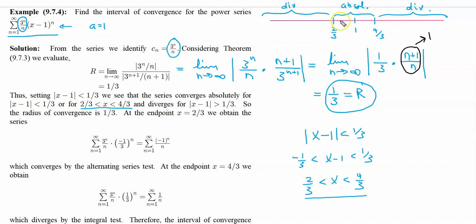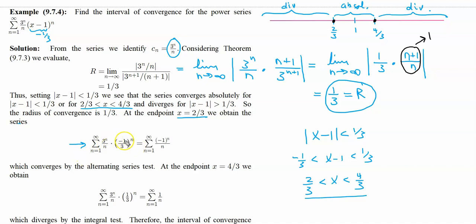Now we need to determine what happens at those two endpoints. So we need to take 2/3 and 4/3, plug them in for x in here, and see if we get convergence or divergence. Okay, so that's exactly what we're doing down here. So first of all, at the left-hand endpoint, when x is 2/3, if we put 2/3 in for this x right here, notice that this quantity, 2/3 minus 1, is going to be negative 1/3. Okay, so that's what we get right here.